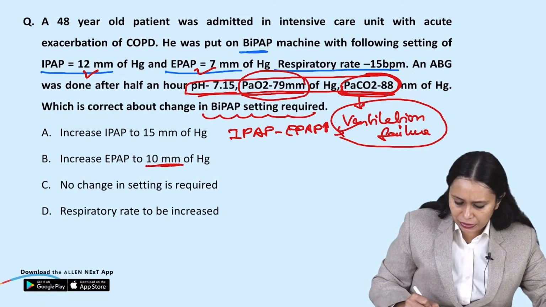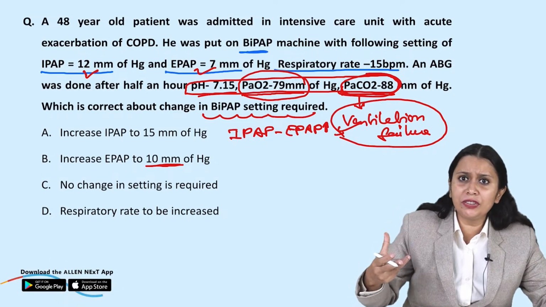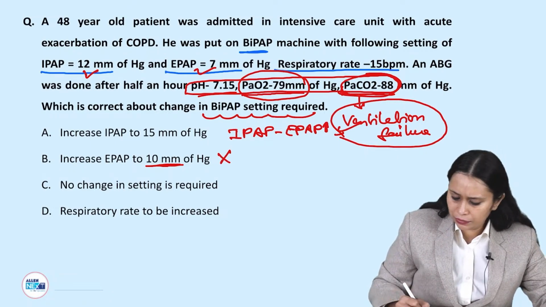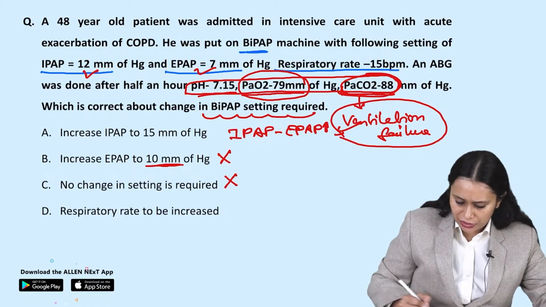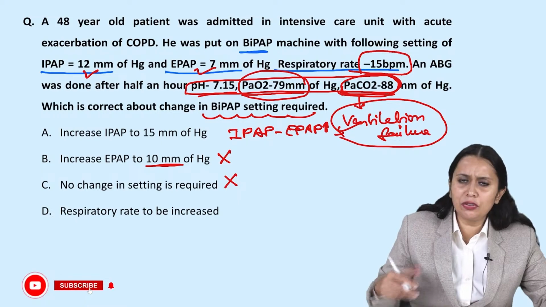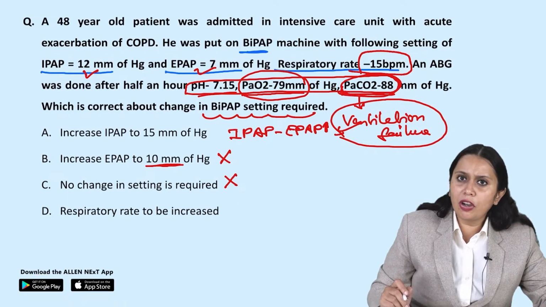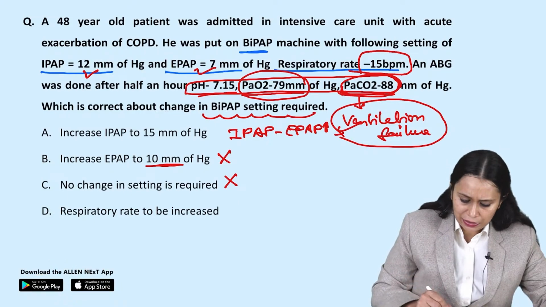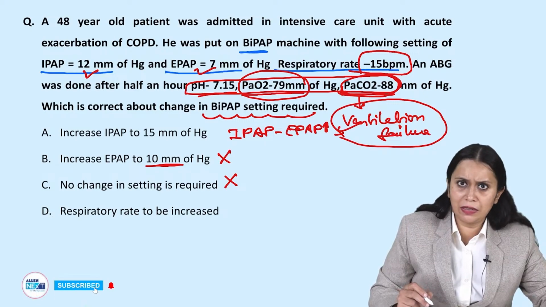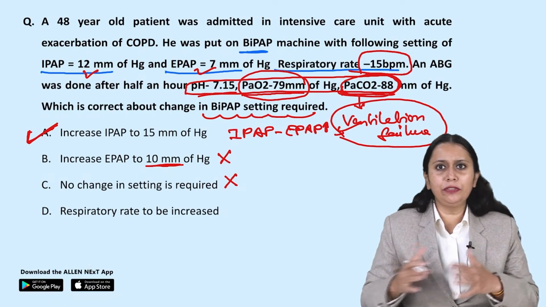Increase EPAP to 10. Well, if I increase EPAP to 10, the difference would decrease. It will improve oxygenation, but it will not improve ventilation. So this is incorrect. No change in the setting required. Definitely change is required. Respiratory rate is to be increased. See, this is the basal respiratory rate, right? We should not increase the respiratory rate. It's a basal respiratory rate that is kept in BiPAP. To augment tidal volume, what we do is increase the difference between IPAP and EPAP. That would do the job better, not increasing the respiratory rate in this case. So the answer is A. Increase IPAP to 15 mm of Hg.